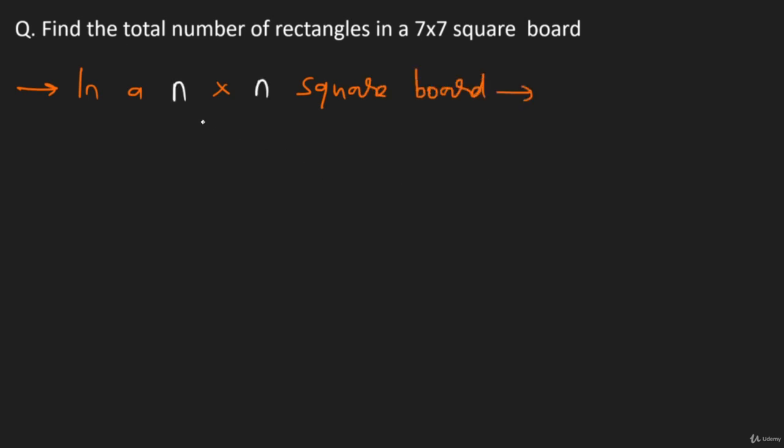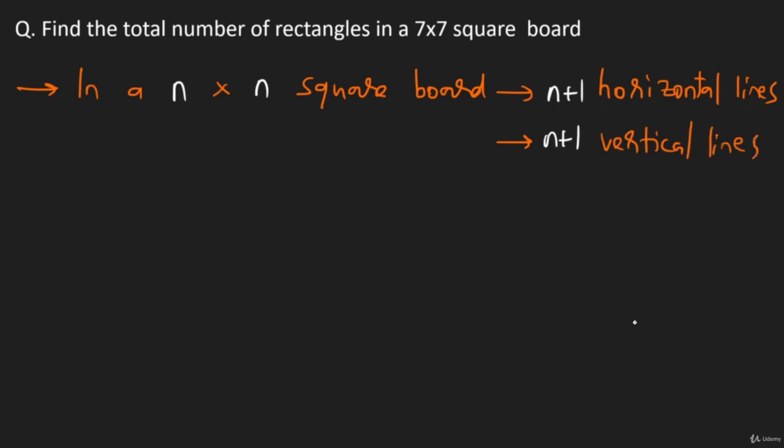Alright, you can see that in an n by n square board, there are n plus 1 horizontal lines, right? And there are n plus 1 vertical lines, right? Is that true? Let's try it out. Say I have a 2 by 2 square board. So that would look like this, right?